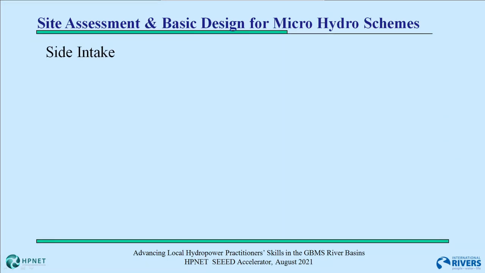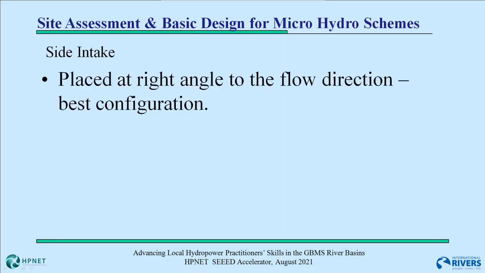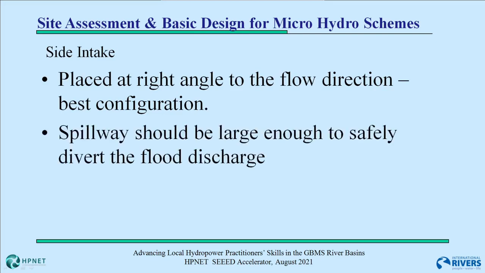The key feature of a side intake is that it is always placed at right angle to the flow direction, that is 90 degrees to the flow direction. Side intakes should have a properly sized spillway which can safely divert the excess water which can come during flash floods so that water does not enter into the power canal.